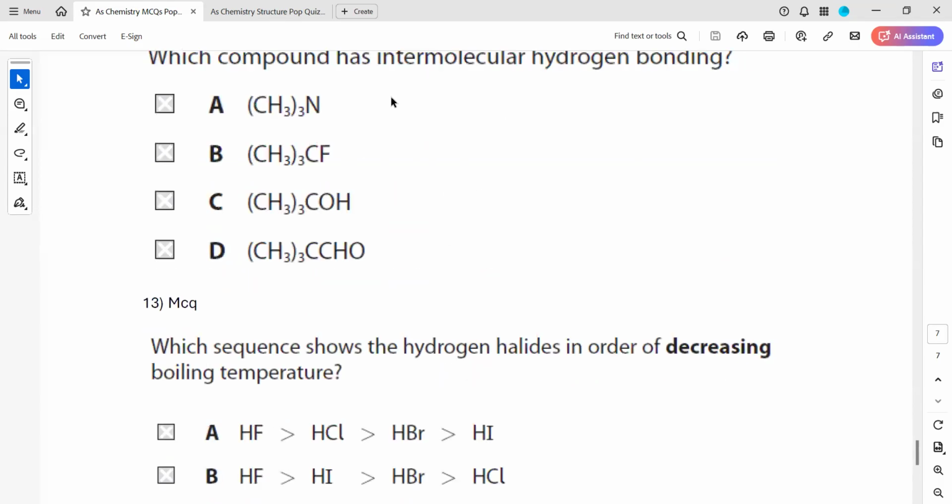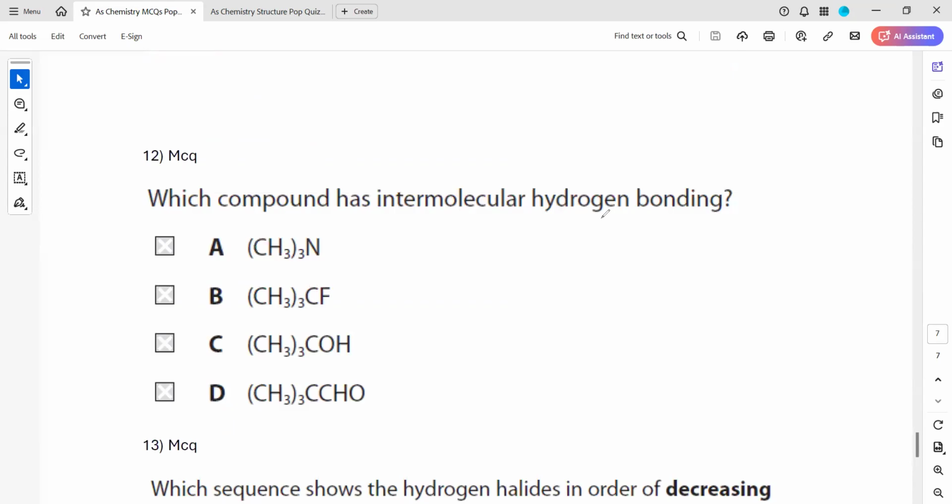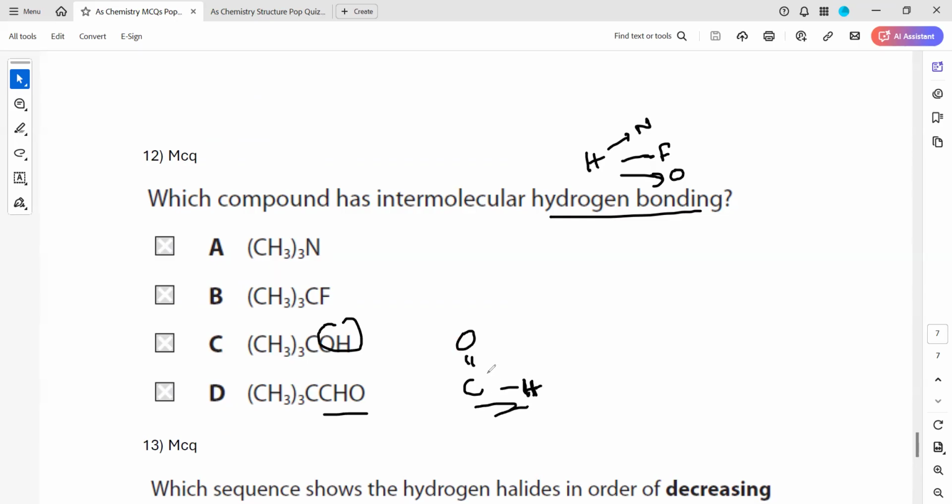Which compound has intermolecular hydrogen bonding? Hydrogen bonding means hydrogen should be directly bonded with nitrogen, fluorine or oxygen to have a hydrogen bond. So here hydrogen is bonded with oxygen. Here in CHO, the carbon is bonded with hydrogen and then hydrogen is there. So hydrogen is not directly bonded with oxygen.